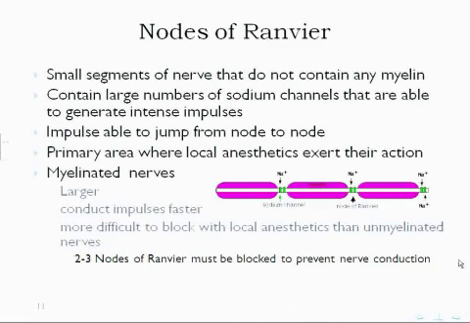Okay? What this picture is showing you is that there are 3 nodes of Ranvier. It takes that many to effectively shut down that axon completely for it to be functional.